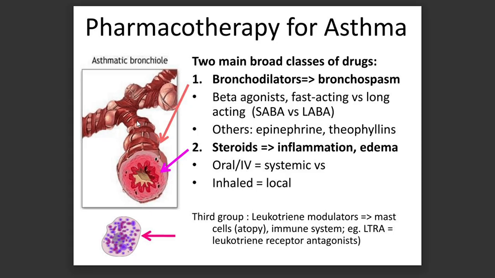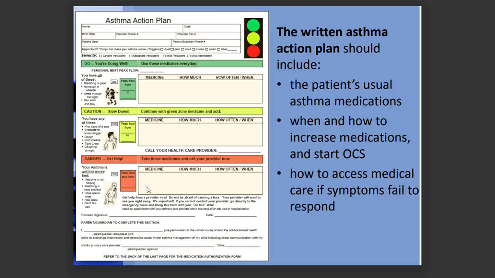Pharmacotherapy for asthma. Two main broad classes of drugs: bronchodilators, for bronchospasm, beta agonists, which are fast-acting versus long-acting, SABA versus LABA. Others: epinephrine, theophylline. Steroids, for inflammation and edema. You can have oral or IV, which is systemic, versus inhaled, which is local. The third group is leukotriene modulators, for mast cells, part of the immune system, LTRA, which is leukotriene receptor antagonists.